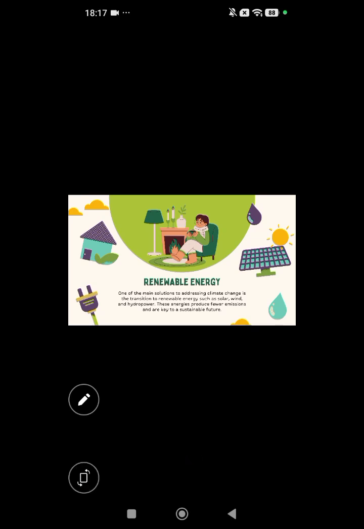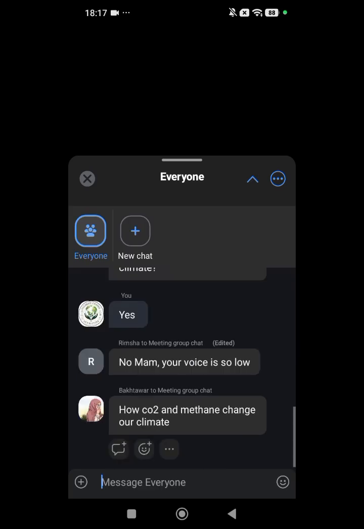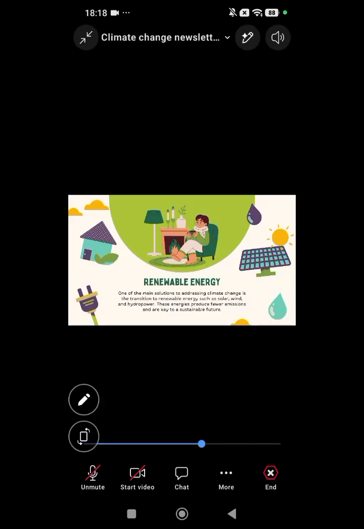Renewable energy. One of the solutions for how we can address climate change is the transition to renewable energy. We have one question from a participant: how do carbon dioxide and methane change our climate? Carbon dioxide and methane change our climate in a negative way, not in a positive way.